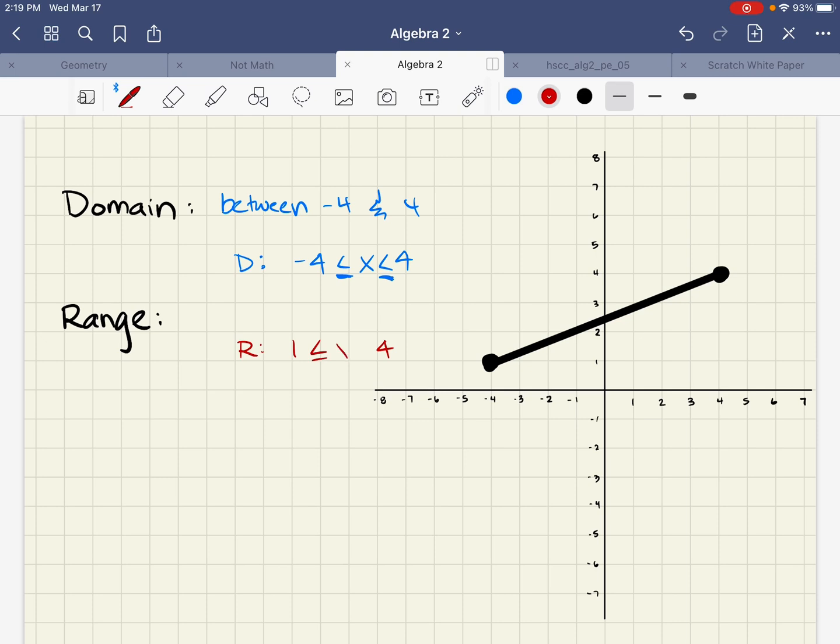Between 1 and, oh, not x. What variable should it be, right? Because it's going up and that's the range, the y values, right? Like that. And that right there is how I would set up the range for something like this.